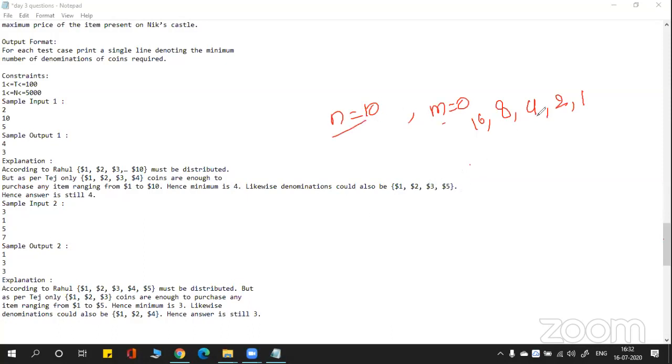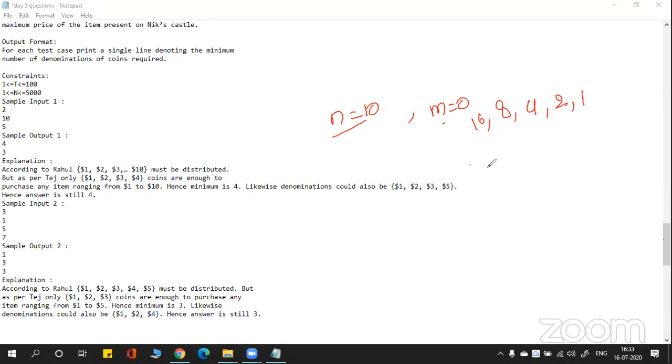First I should check whether my value is greater than 1. Is it greater than 2? Is it greater than 4? Is 10 greater than 8? Yes. Is 10 greater than 16? No. Then I should stop.